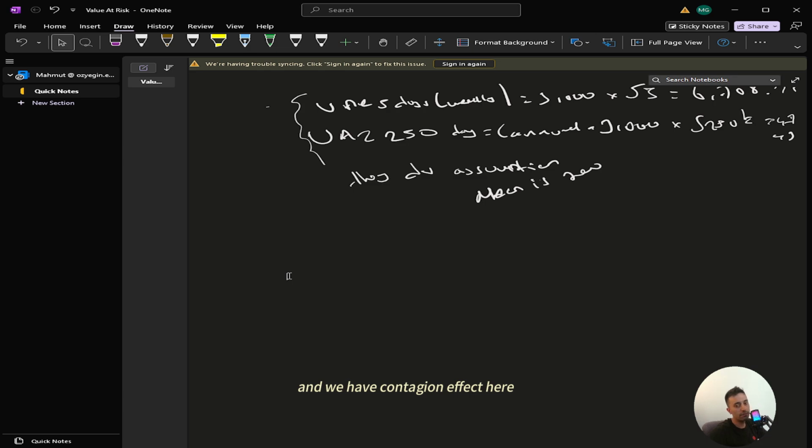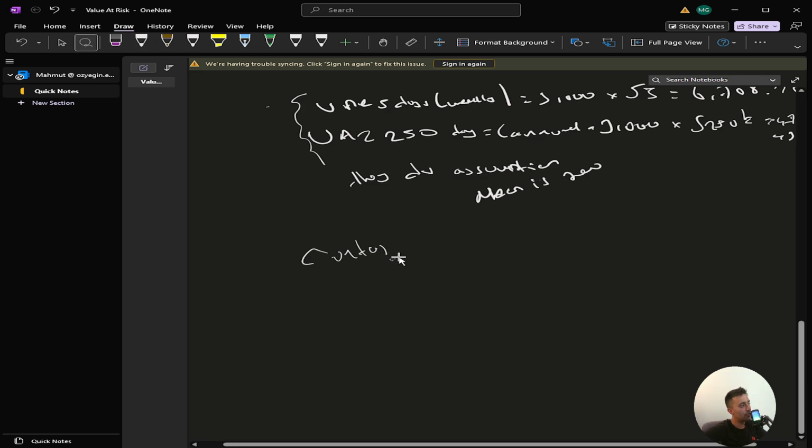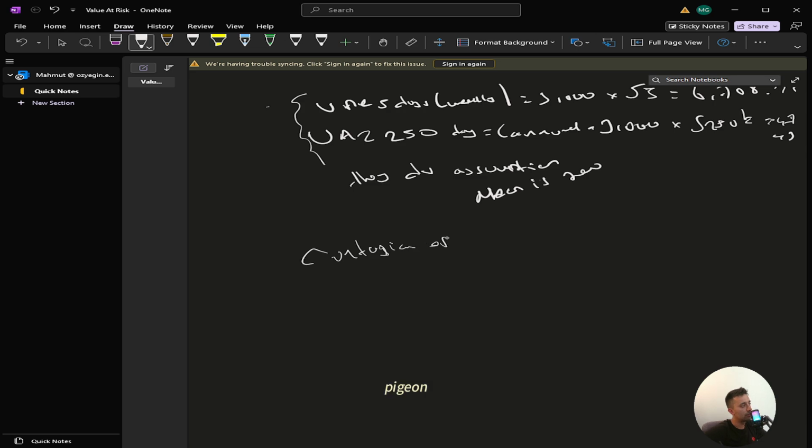And we have the contagion effect here. The contagion effect occurs with a rise in volatility and correlation, causing a different return generating process, guys. Remember it always.